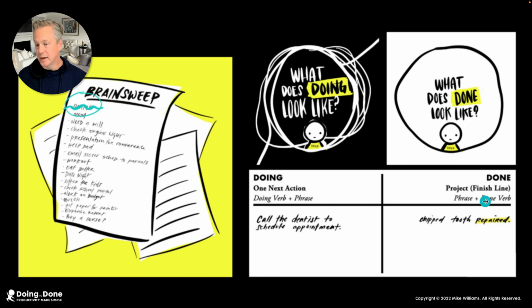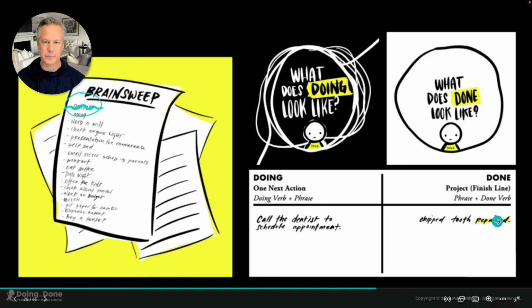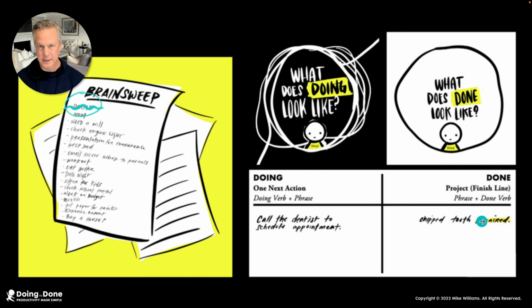And a good done statement, what I recommend is putting it in the past tense. So in this example, I need to go to the dentist. Why? Well, I've got a chipped tooth that needs repair. So chipped tooth repaired is what done looks like. My next action is call the dentist. So from a doing to done standpoint, this is the minimum viable product that I try to get all my clients to. This very simple statement, one next action and a clear finish line. And that is the 20% of the activity that delivers 80% of the value for my clients.